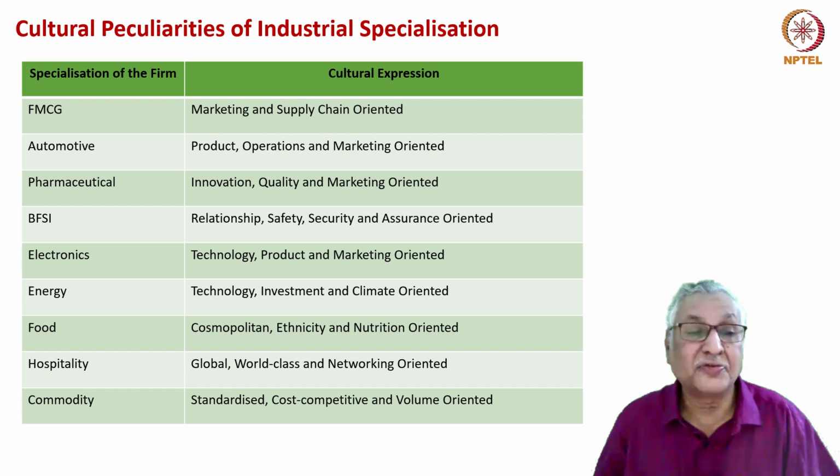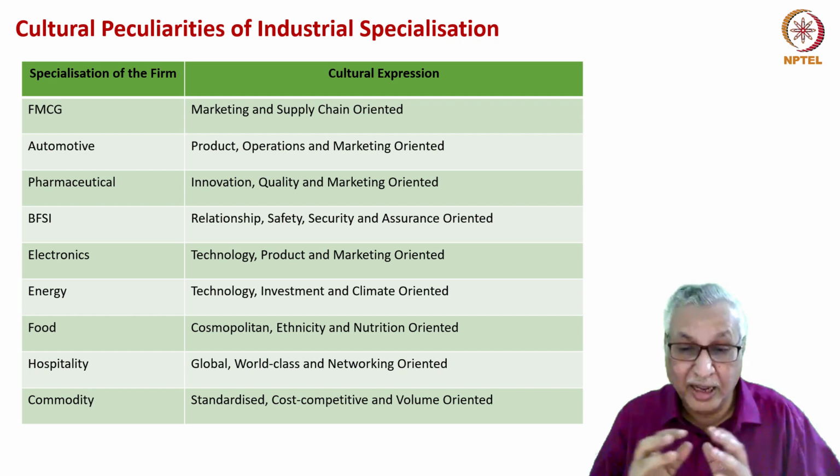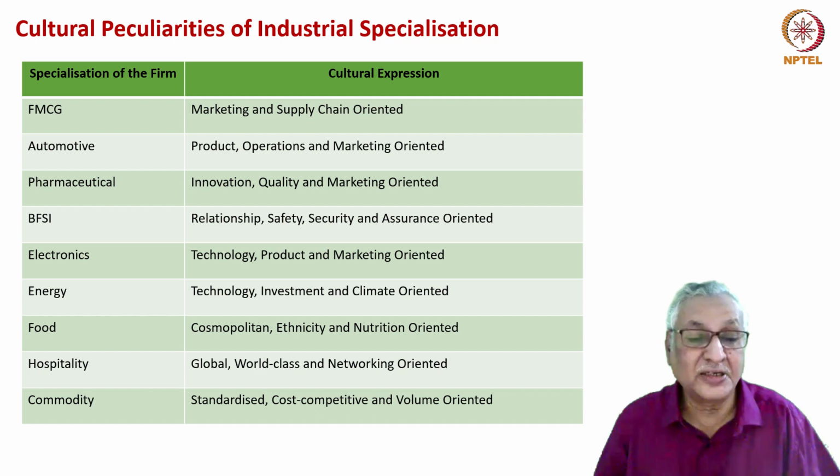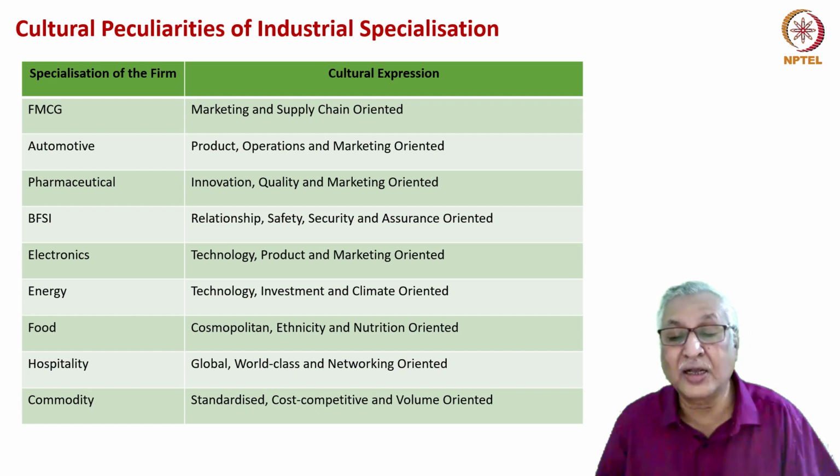A banking and financial services as well as insurance company will be focused on relationship, safety, security, and assurance oriented approach. An electronics company would display technology, product, and marketing orientation in its cultural expression. An energy company will be technology, investment, and climate oriented. A food company will be cosmopolitan. It will have ethnicity. It will also have nutrition as its major planks. A hospitality industry would look at being global, world class, and networking oriented in terms of its cultural expression. A commodity industry will be standardized, cost competitive, and volume oriented in its cultural expression.